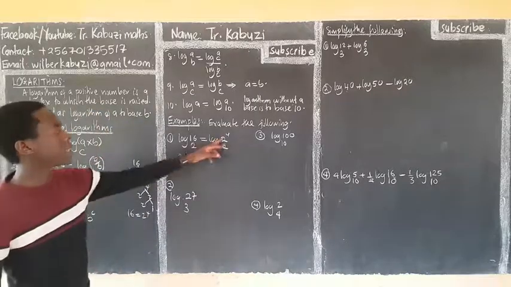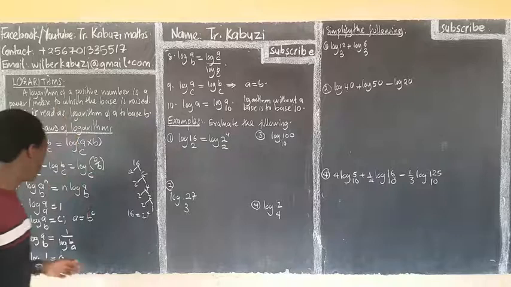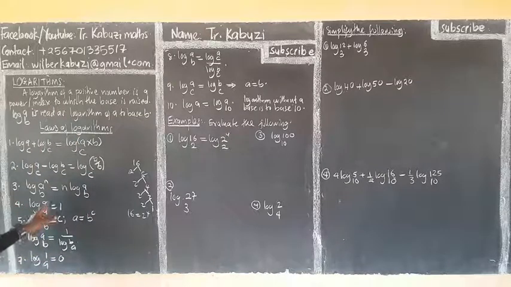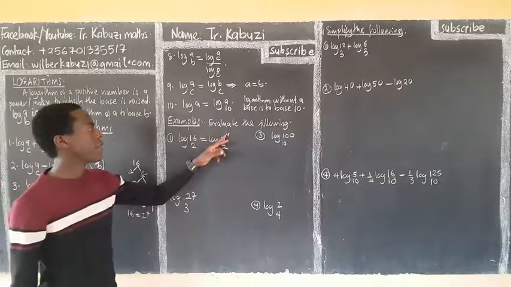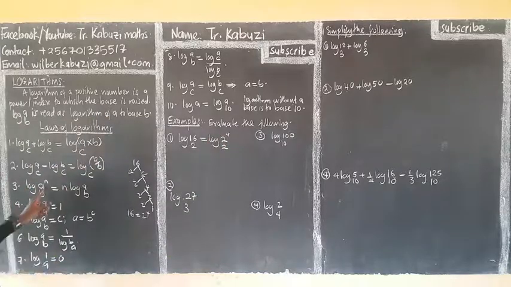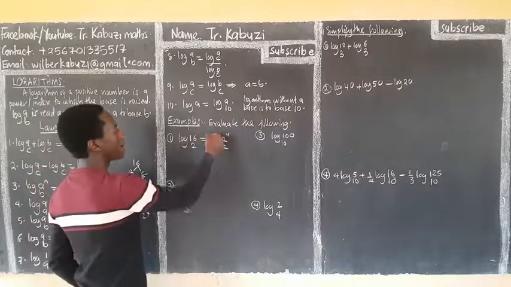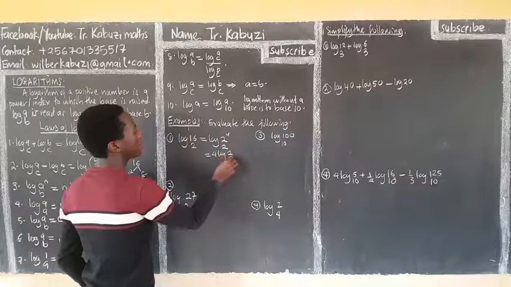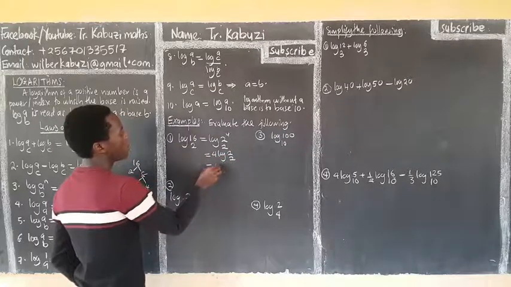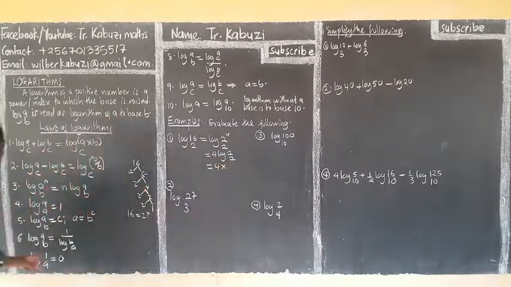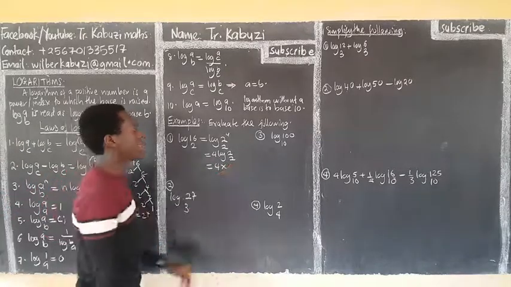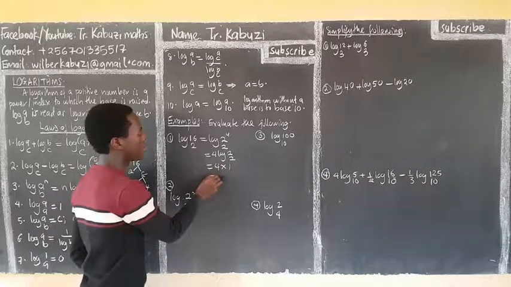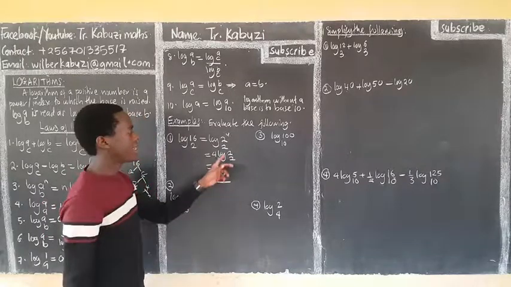Now, the bases, this and this, are the same. We first remove this power. How do we remove it? This is the property that we use. The power goes down, so now we have 4 times log base 2 of 2. Now we see that the base and this are the same, so the whole of this is 1, which gives 4.